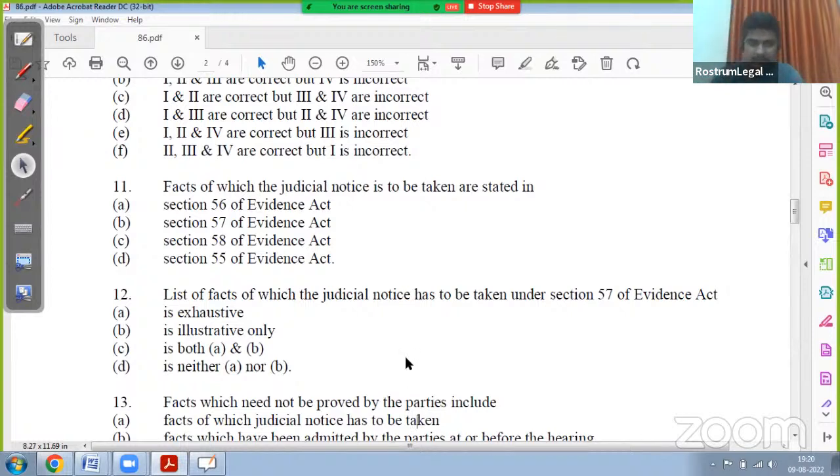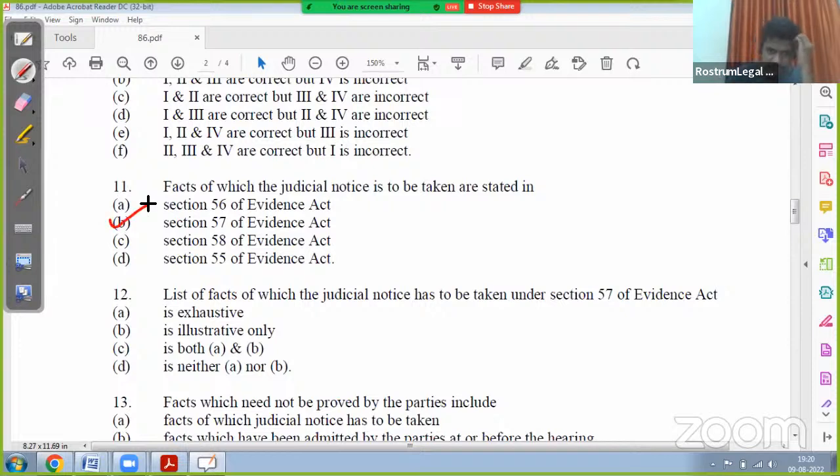What should be the correct answer? Index based question है. Facts of which judicial notice is to be taken are stated in section 57. So its correct answer will be B for Bangalore. Now, list of facts of which judicial notice has to be taken under section 57 of Indian Evidence Act is exhaustive, is illustrative only, is both A and B, is neither A nor B.